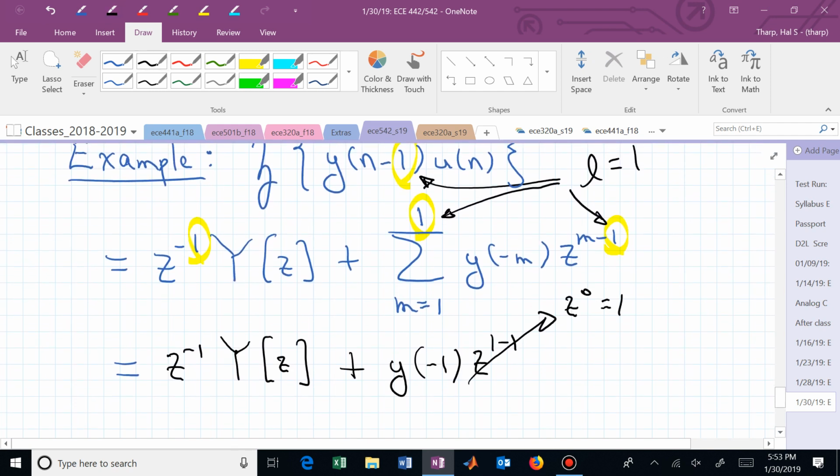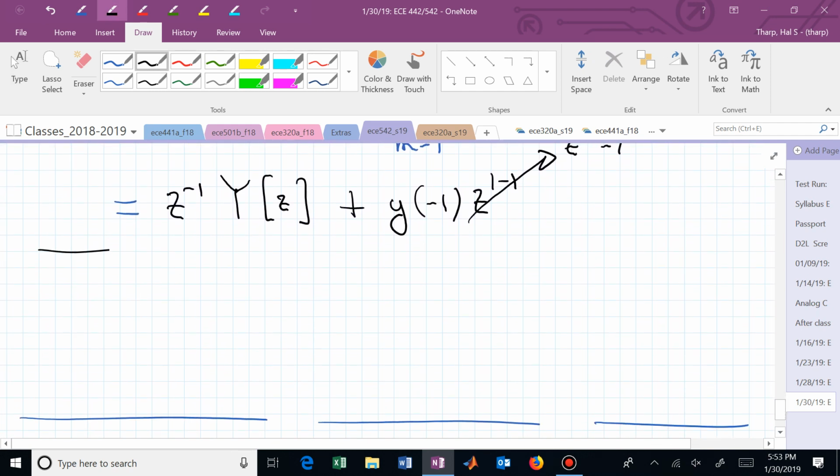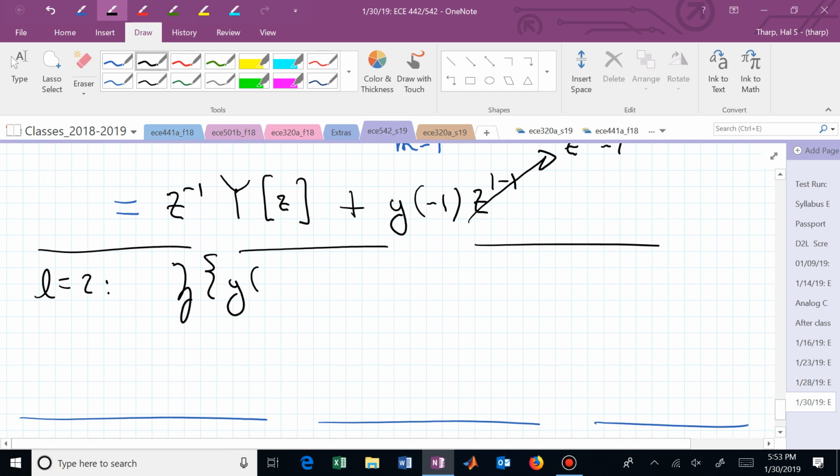So what did I just say? Suppose that I now look at a different example with L equal to 2, so that now I want the Z-transform of y of n minus 2 times u of n. And that should now look like z to the minus... If you wanted partial credit, you would just say, oh, the delay is 2, so that's now z to the minus 2 Y of z.